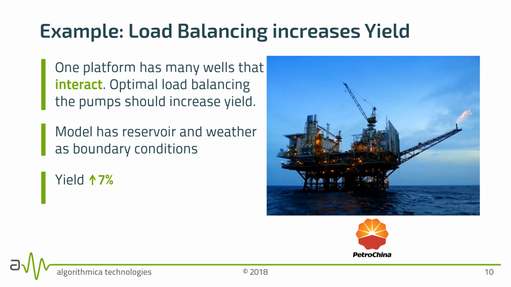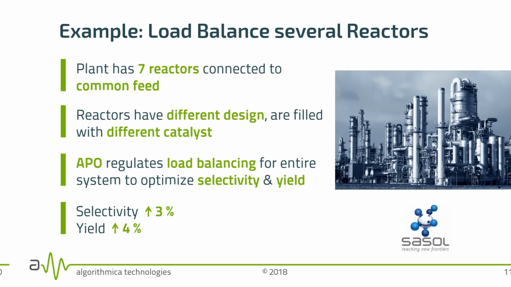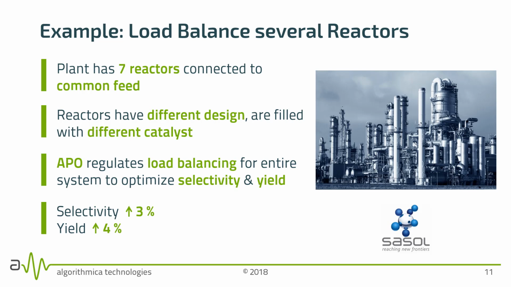And so, compensating for the reservoir and the weather as well as the ocean, we can bring about a load balancing between the wells and in aggregate improve the yield by about 7%. The same thing can be done in a chemical plant environment where we might have, as in this case, 7 different chemical reactors of different design run with different catalysts but hooked up to a common feed system and producing the same chemical.